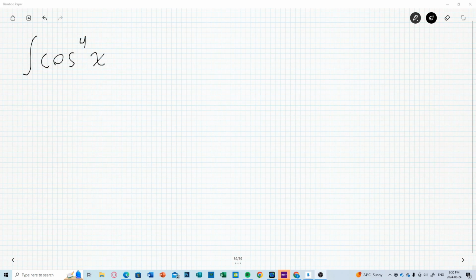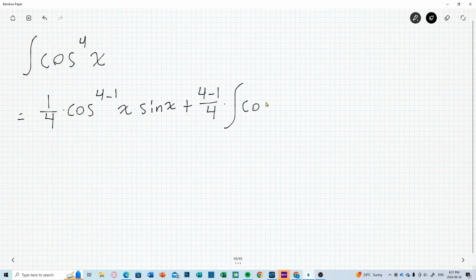Our second question is the integral of cosine to the power of 4 of x. So to start off with the reduction formula, we're going to have 1 over, instead of n, it's going to be 4, multiplied by cosine to the 4 minus 1 of x, multiplied by sine of x, plus 4 minus 1 divided by 4, multiplied by the integral of cosine of 4 minus 2 of x multiplied by dx.